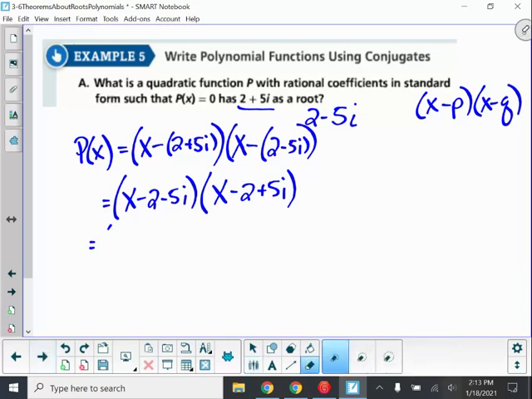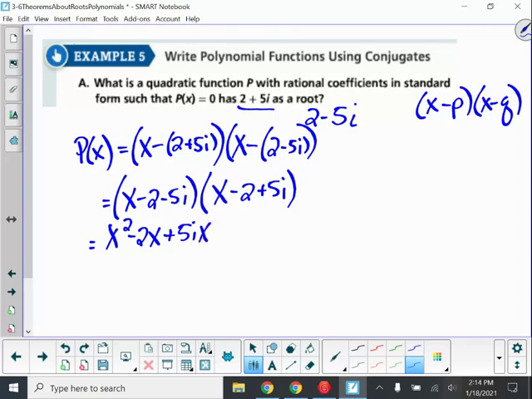So we have x times x is x squared, x times -2 is -2x, x times 5i is plus 5ix, -2 times x is -2x, -2 times -2 is plus 4, -2 times 5i is minus 10i, -5i times x is -5ix, -5i times -2 is plus 10i, -5i times positive 5i is minus 25i squared.